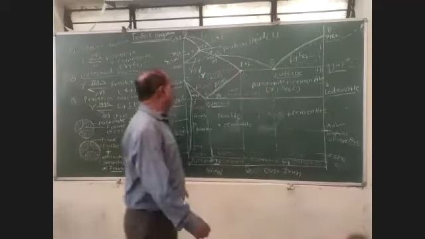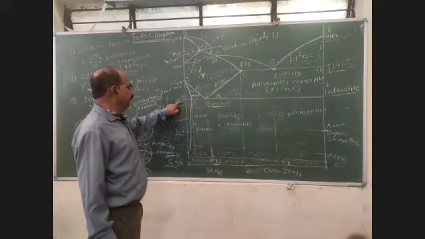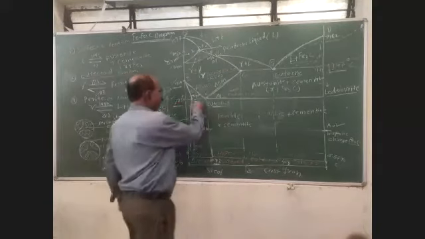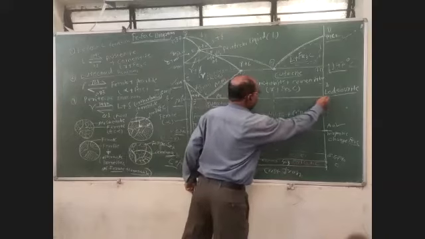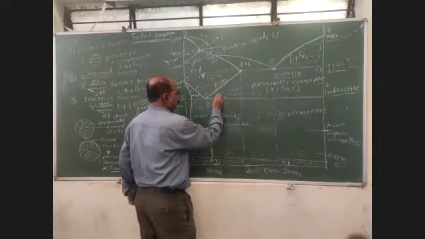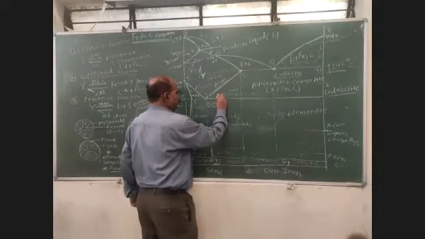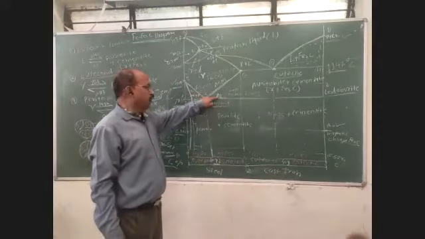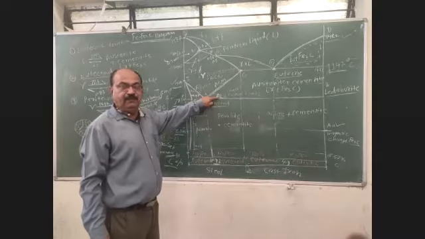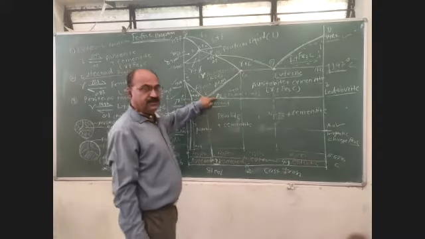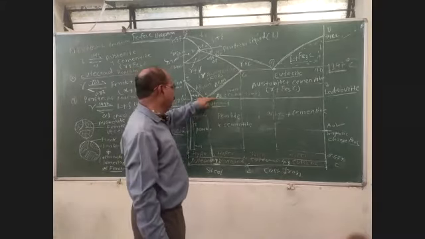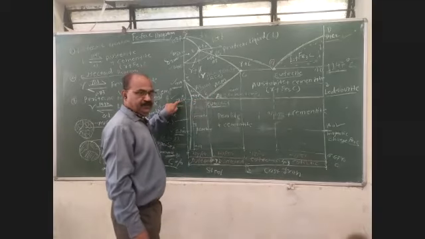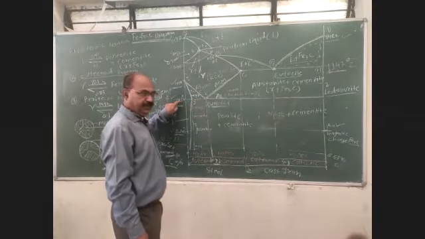After this, at 723-degree temperature, you can mark one line. This line is called the A1 line. This A1 line is also called the critical temperature line. Corresponding temperature is 723 degrees.